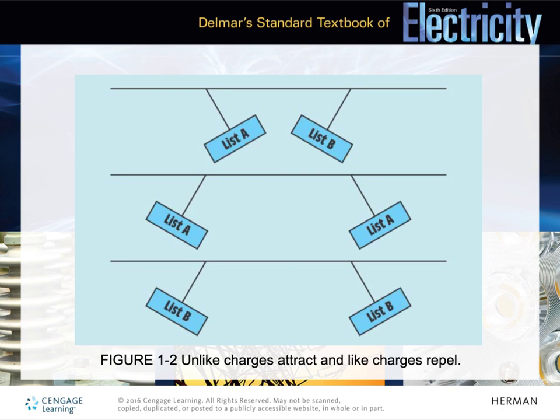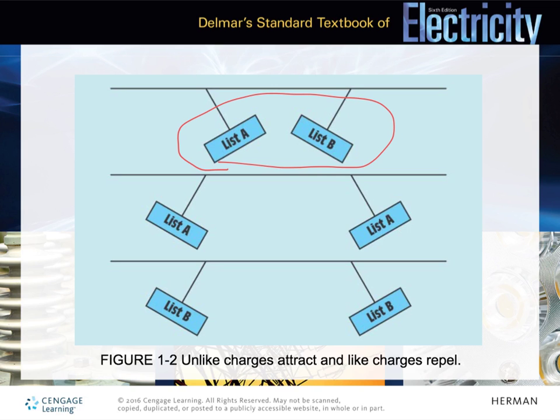So what we see in these diagrams here are the two types of charges that Dufay identified. The charges in list A and the charges in list B. They're two separate charges, and what these diagrams show is how these two charges interact. What Dufay found is that if I had a charge from list A and a charge from list B, what I would end up with would be an attraction between these two charges.